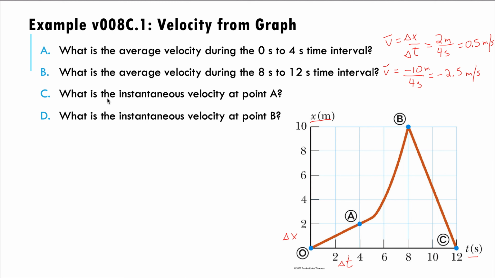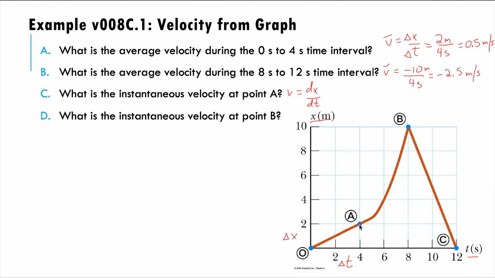Now part C says, what is the instantaneous velocity at point A? Do you remember how to do that? We said in the video that to find the instantaneous velocity at a point, you have to find the slope of the line tangent to that point. Remember that instantaneous velocity is defined as the derivative of x with respect to t.